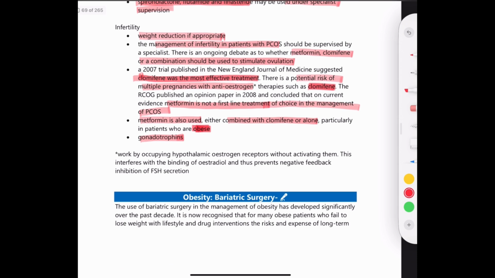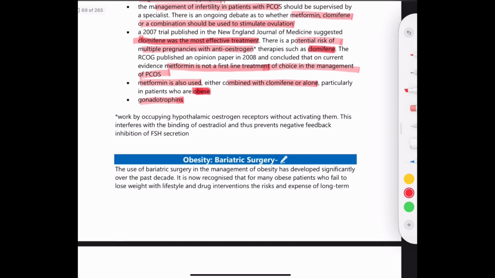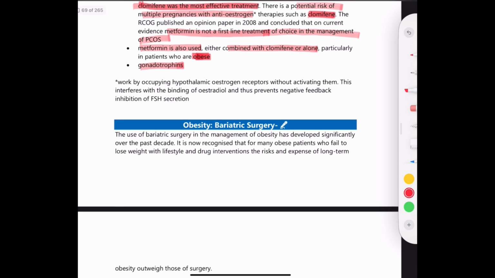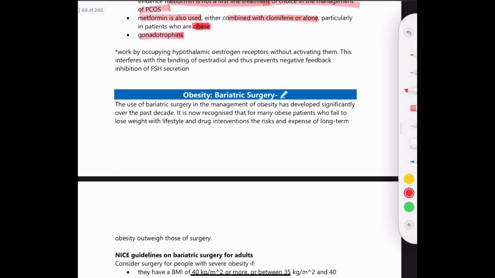Clomiphene works by occupying hypothalamic estrogen receptors without activating them. This interferes with the binding of estradiol and thus prevents negative feedback inhibition of FSH secretion. Now, we'll be studying about obesity and bariatric surgery.